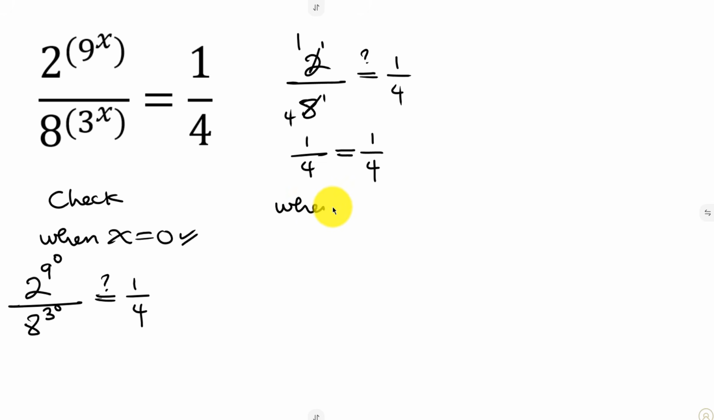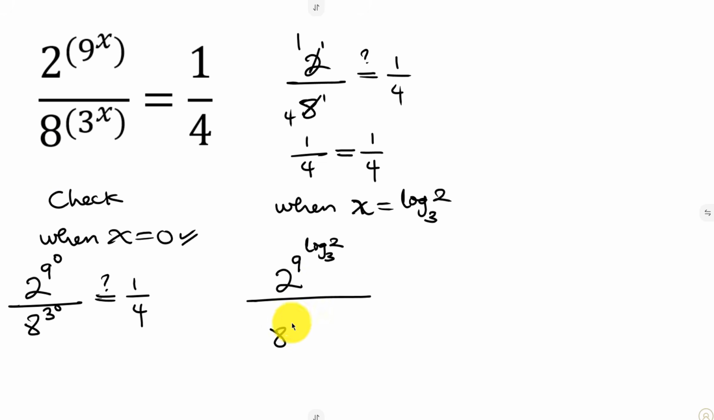Now let's check for when x is equal to log 2 base 3. Now we'll plug that here. So we have 2 to the power of 9 to the power of log 2 base 3 all over, we do that to the denominator as well, 8 to the power of 3 to the power of log 2 base 3. So we're checking if we're going to be having 1 all over 4 as the result.